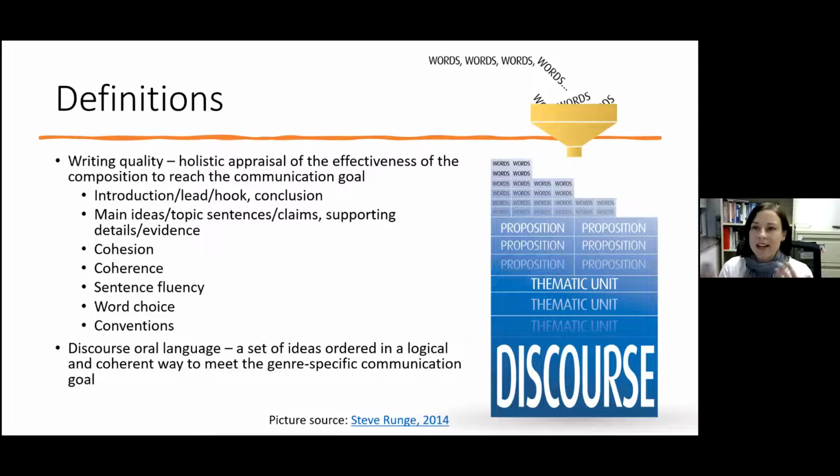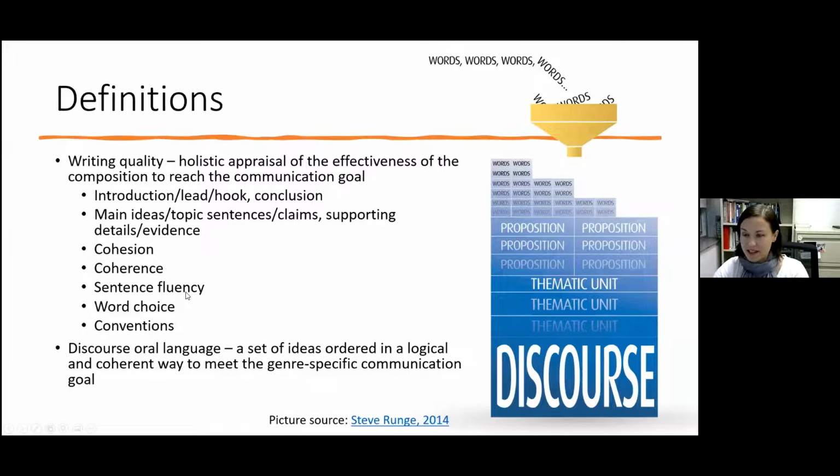There have been variations of different ways to represent this, but mostly they all seem to come together in that we expect some type of introduction, lead or hook, and then a wrapping up at the end, a conclusion. We often look for people to include main ideas, topic sentences, and then the claims or supporting details or evidence that support those things. We also want to make sure that we're communicating coherently, and that there's no confusion among the sentences we're producing.